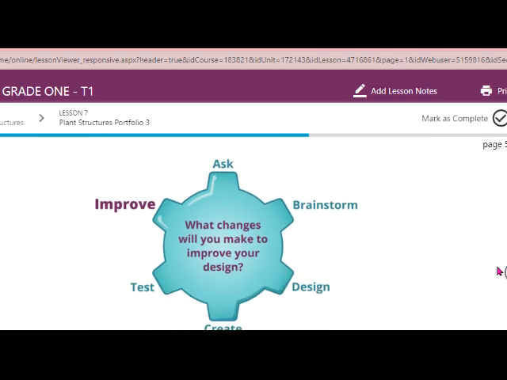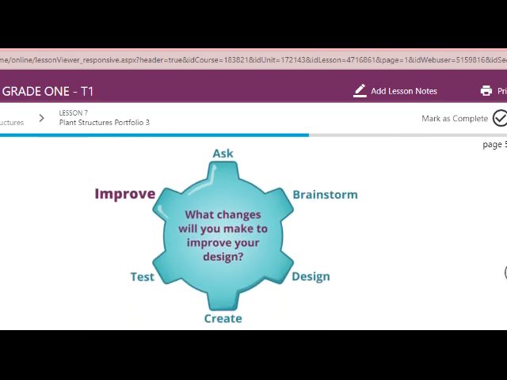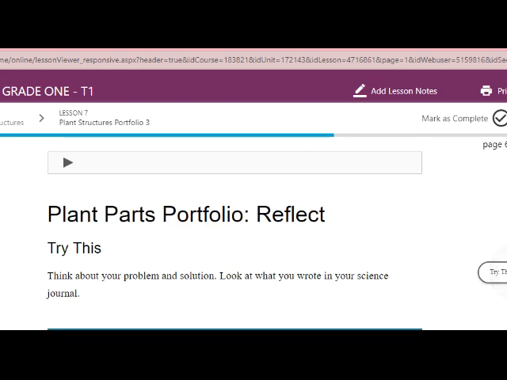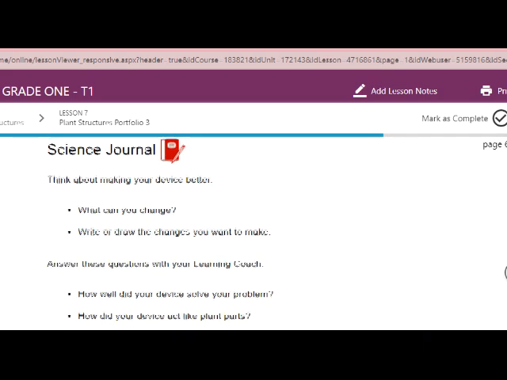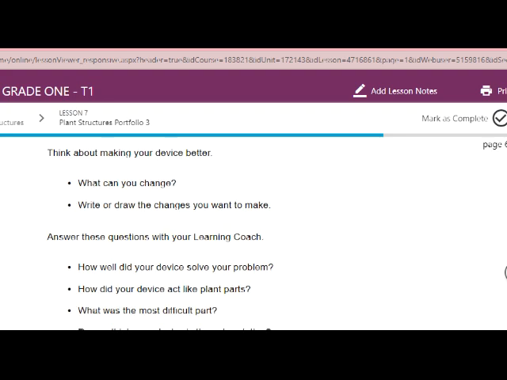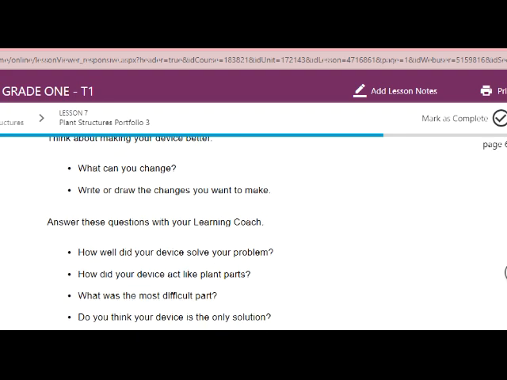So, here's the last step of this engineering process: improve. Here's a question you can ask. What changes will you make to improve your design? Remember, that means to make it a little bit better. In your science journal, you're going to write things down like, what can you change? Write or draw the changes you want to make. And then talk about these questions with your learning coach too.